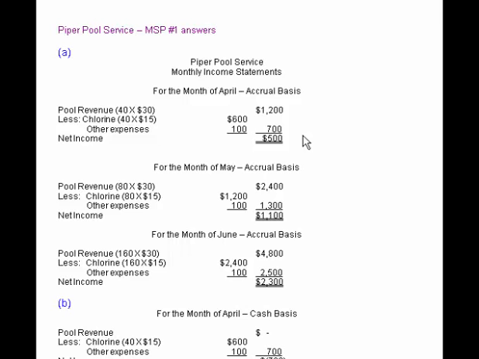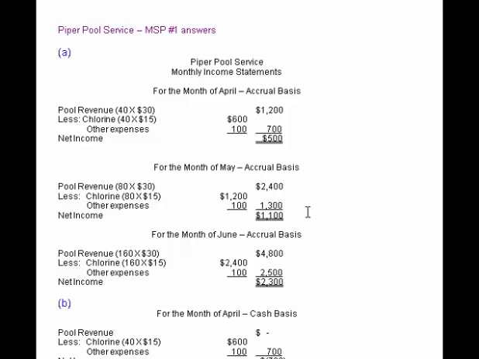Now, using that same logic, our volume of activity was 80 for the month of May. And when I say volume of activity, that means the number of pool customers we had, right? So now we just do the multiplication again. 80 pool customers times $30 gets us $2,400 in revenue. We had chlorine costs then of 80 customers times $15. Do the math, we come up with $1,200.